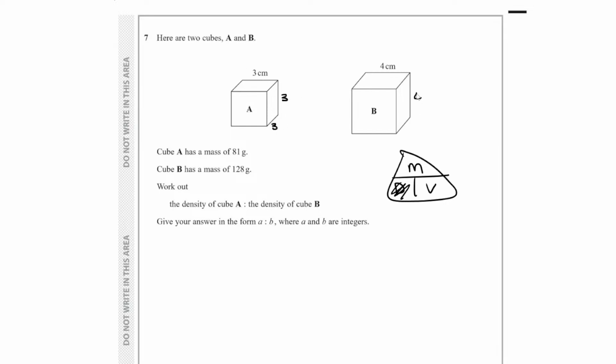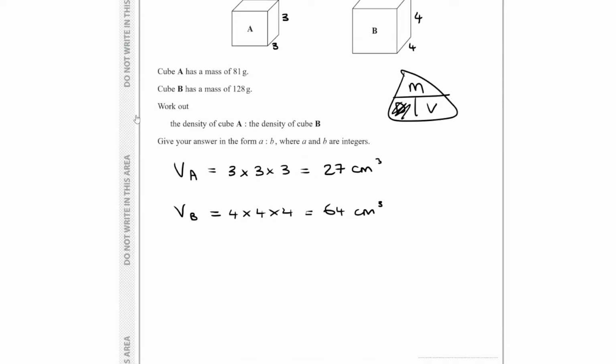But because they're cubes, all of the sides are the same, aren't they? That one's all 3, this one's all 4. So, for the volume of A, we just need to do 3 times 3 times 3, or in other words, 3 cubed. Hopefully you'd memorize what 3 cubed is. It's 27. And then same for B, but obviously instead we're using 4. 4 cubed, 4 times 4 times 4. Again, should know this, 64. Okay, so that's the volume. Now we can work out the densities for both A and B.